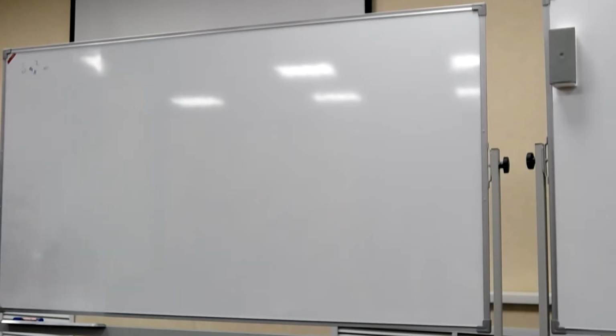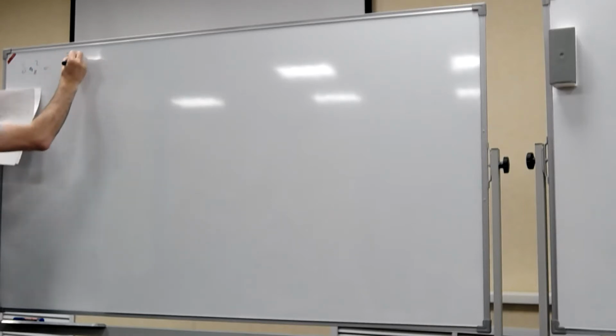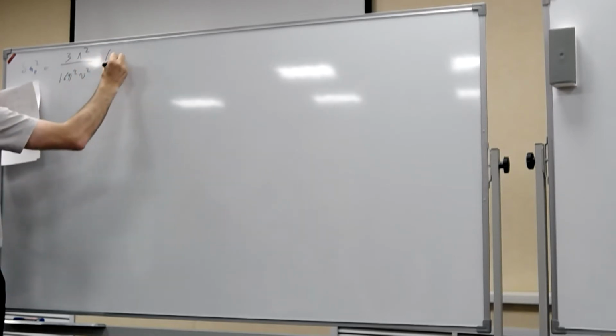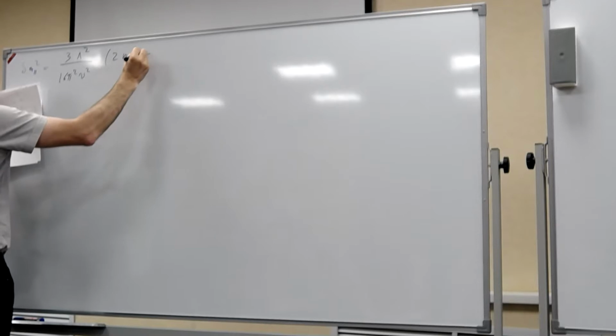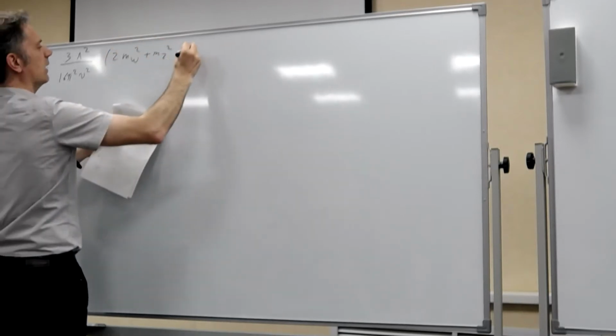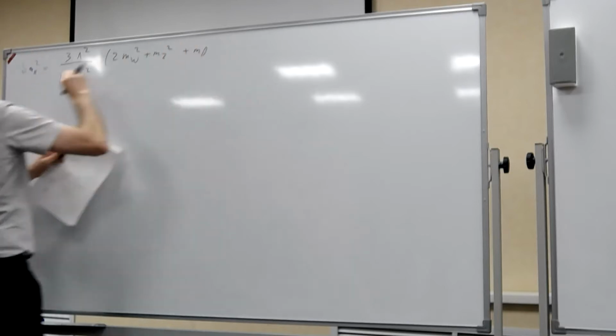So that's what we computed this morning, that delta mh squared is 3 lambda squared over 16 pi squared v squared, and 2 mw squared plus mz squared plus mh minus 4 mt squared. So there were questions whether it's the same h, capital H and little h. Yes, they are the same.